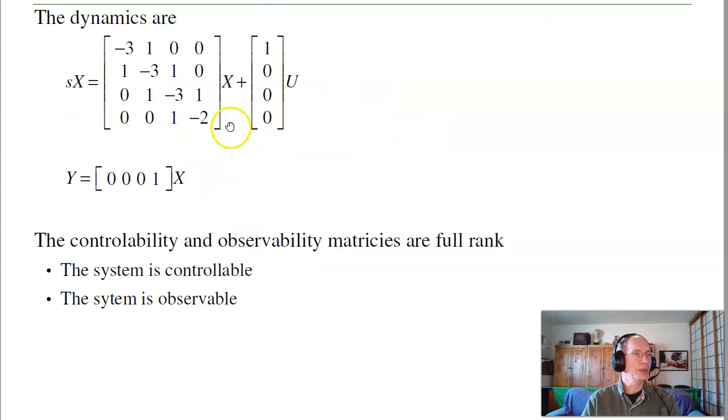If you do run that test, you'll find out that yes, the controllability matrix is full rank, it is controllable. The observability matrix is full rank, it is observable.